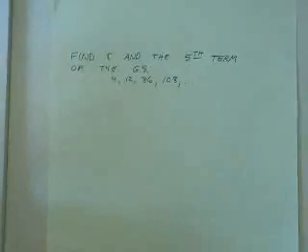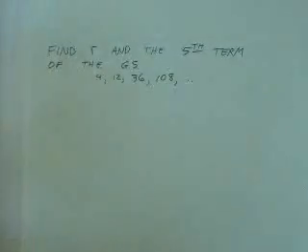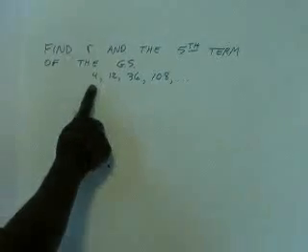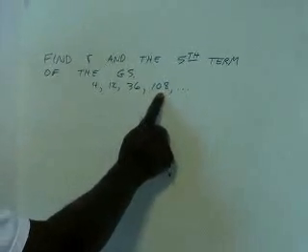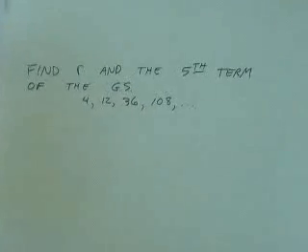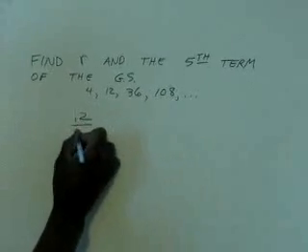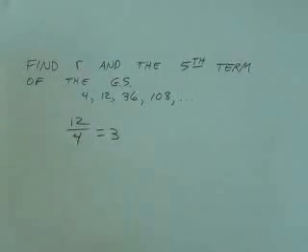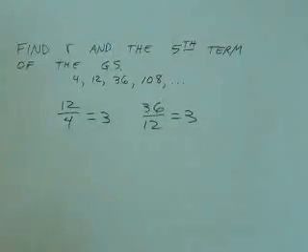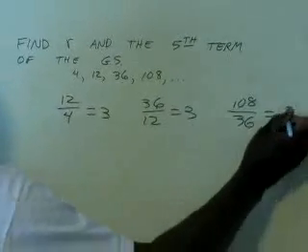The next problem is involving a geometric sequence. Find r, the common ratio, and the fifth term of the geometric sequence that begins 4, 12, 36, 108, and so on. Well, an easy way to find the common ratio is to divide two consecutive terms. 12 divided by 4 is 3. Similarly, 36 divided by 12 is 3. And 108 divided by 36 is 3.